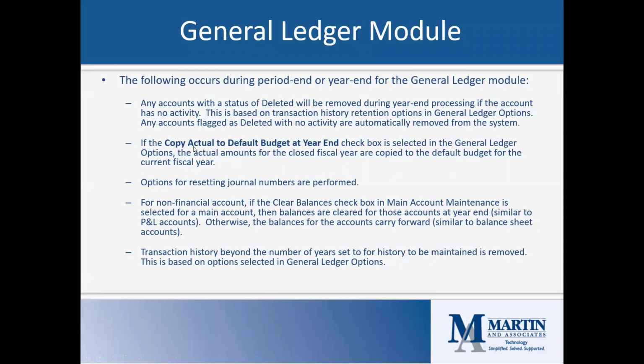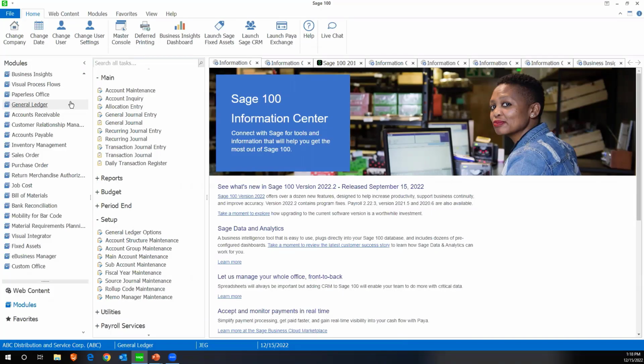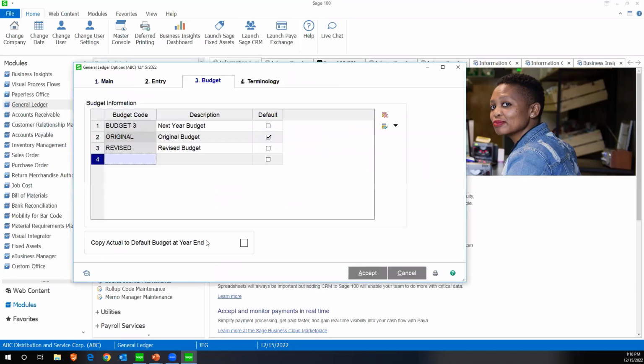This is another thing to be careful of. Copy actual: make sure you know how you have the copy actual to default budget at year-end checkbox set up in the general ledger options. Out underneath of general ledger, underneath of the setup options, on the budget tab here, there is a copy actual to default budget at year-end checkbox. Okay. And that will do exactly what it says. It'll copy actual numbers to the default budget at year-end.